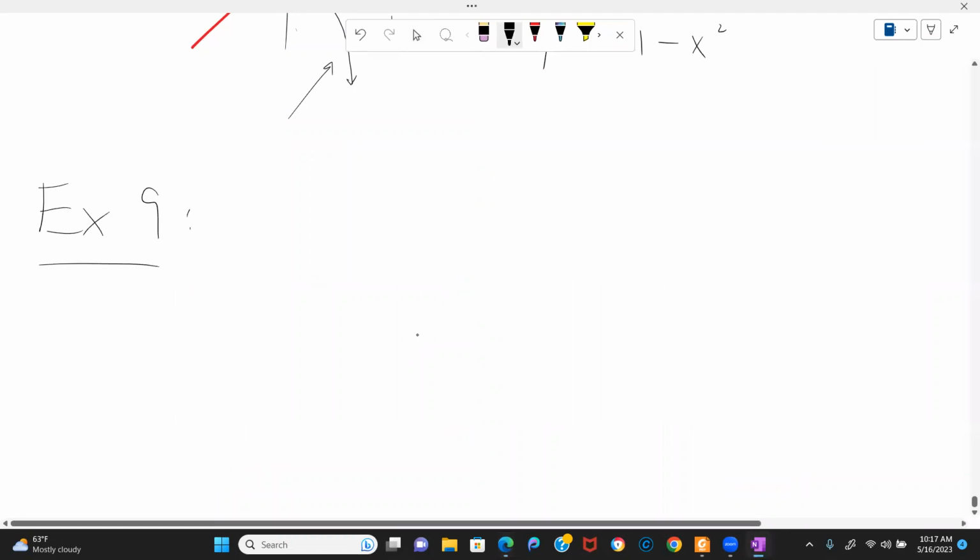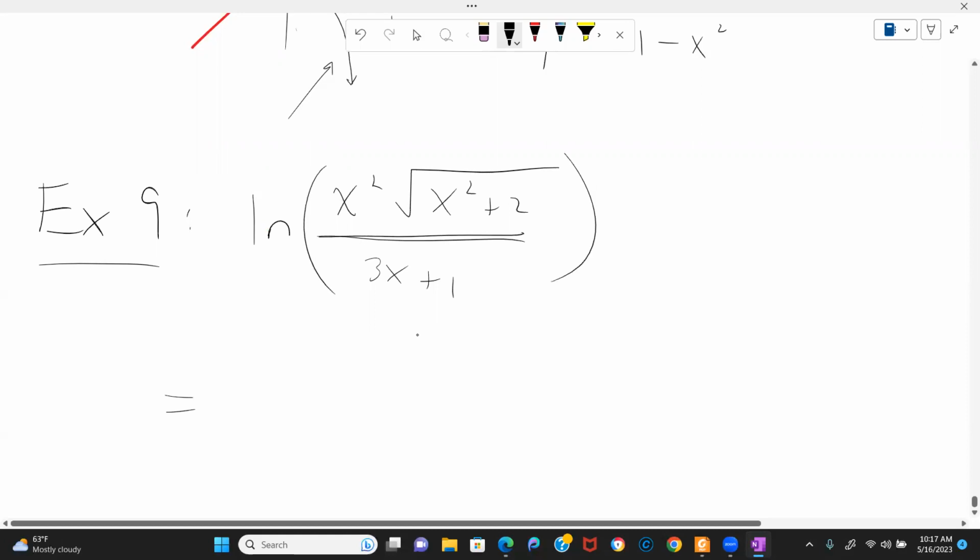We want to use the laws of logarithms to expand the following: the natural log of x squared times the square root of x squared plus 2, over 3x plus 1. First of all, we have a fraction, right? We have the natural log of this fraction, so this becomes a difference of the two.